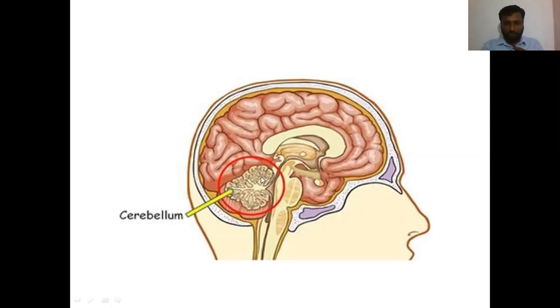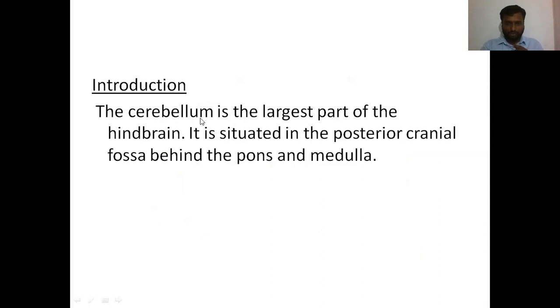So no doubt, the cerebellum is a part of the hindbrain. It is the largest part of the hindbrain. What are the other parts of the hindbrain? Pons and medulla. Compare the size of these three. So it is the largest part of the hindbrain, and it is located in the posterior cranial fossa. So the first point is clear.